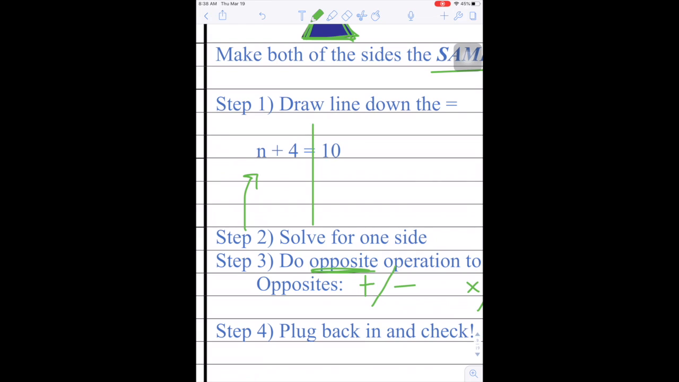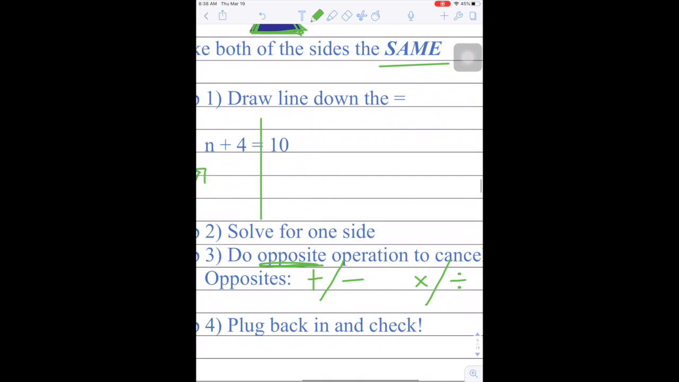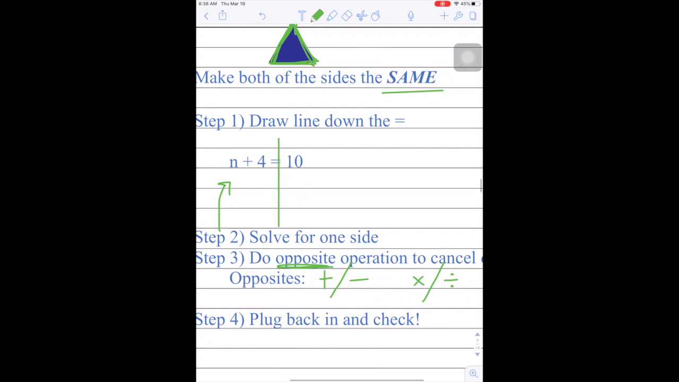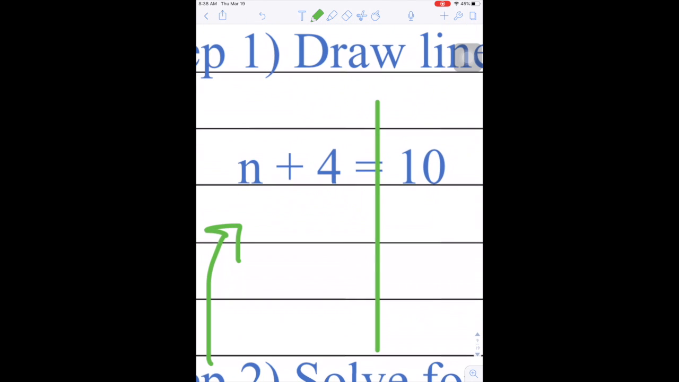So same type of thing if it was to say subtract, the opposite is add. And if it was to say divide, the opposite is multiply. So in our example problem, it's telling me to add. And the opposite of adding is subtract. So we're going to take away 4, and those cancel out.